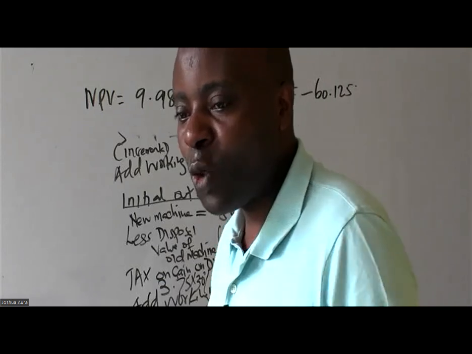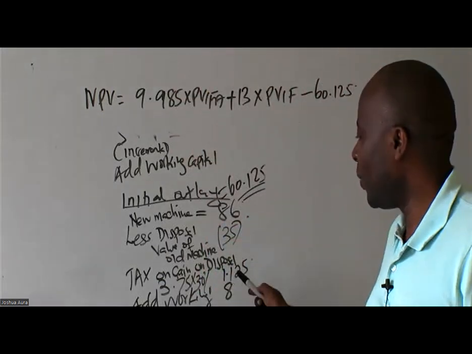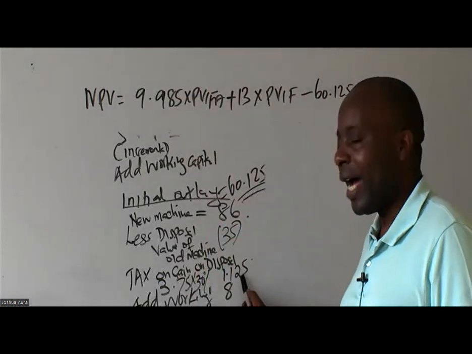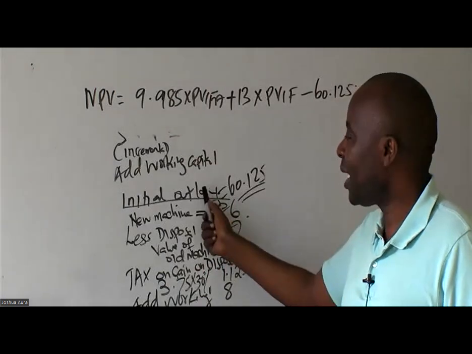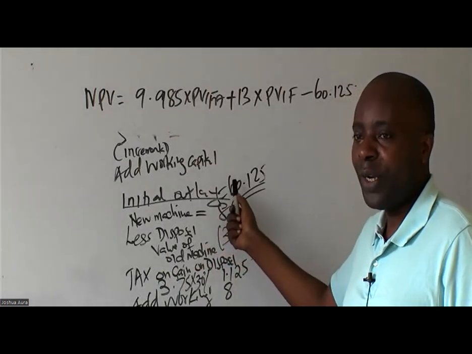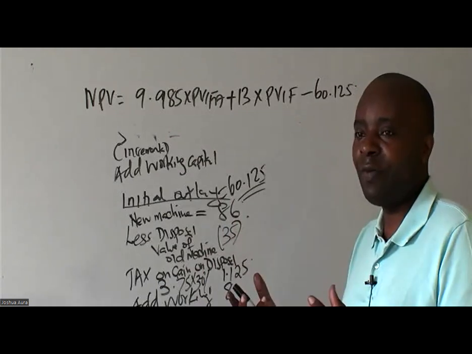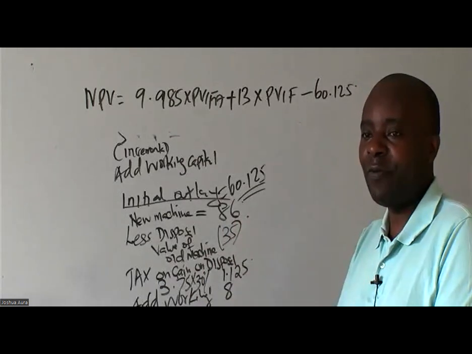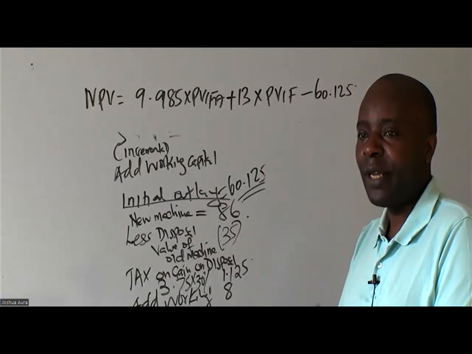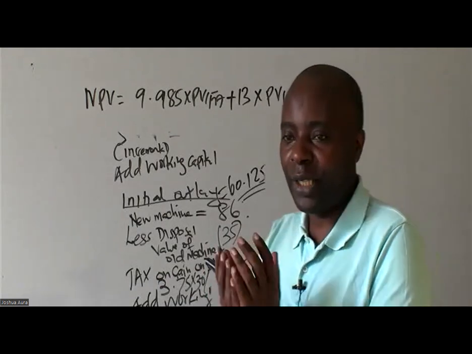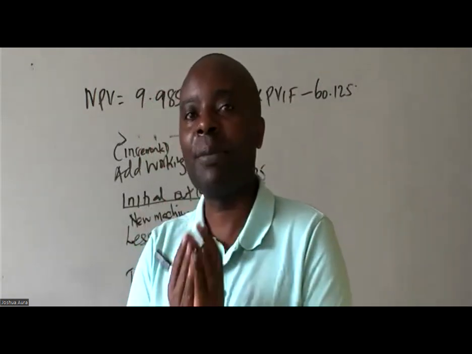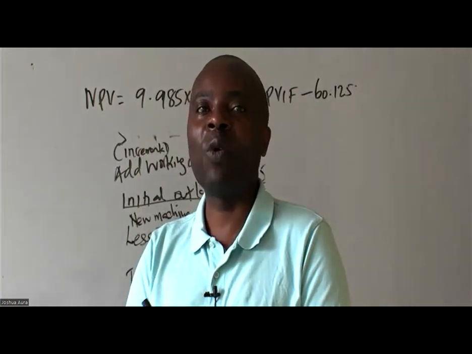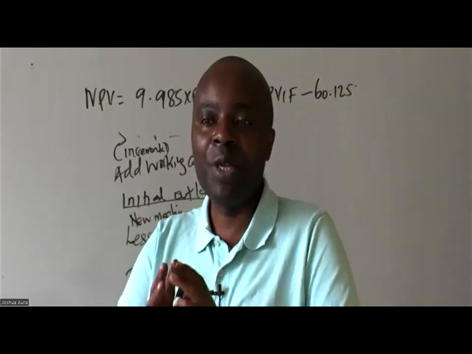Yes, the 1.125 should be added. You know, this is basically a cost statement. When it's a cost statement, costs are positive, benefits are negative. Once we have realized a profit on this particular item, we shall be required to pay tax. So that tax payable is a cost.